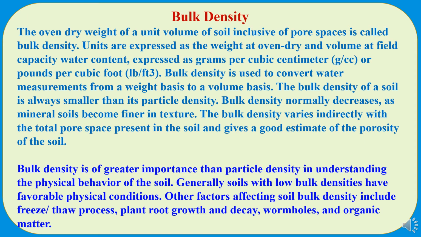Now to study bulk density. The oven dry weight of a unit volume of soil inclusive of pore spaces is called bulk density. Units are expressed as the weight at oven dry and volume at field capacity water content, expressed as grams per cubic centimeter or pounds per cubic foot. Bulk density is used to convert water measurements from a weight basis to a volume basis. The bulk density of a soil is always smaller than its particle density. Bulk density normally decreases as mineral soils become finer in texture.